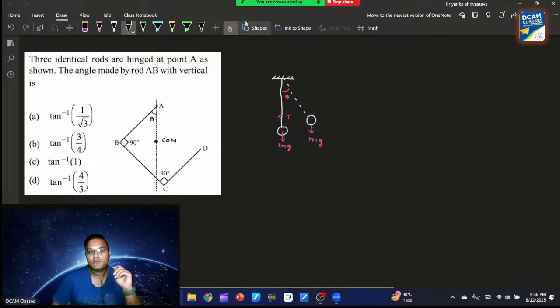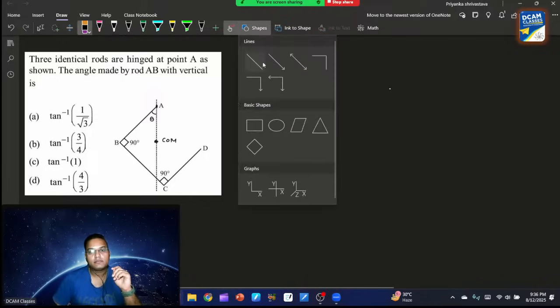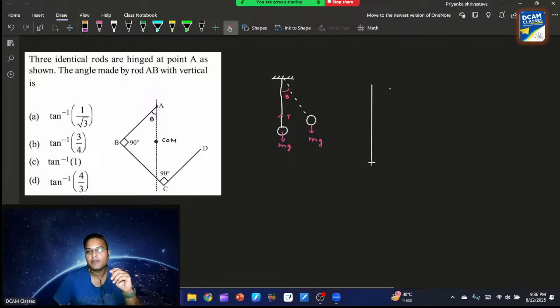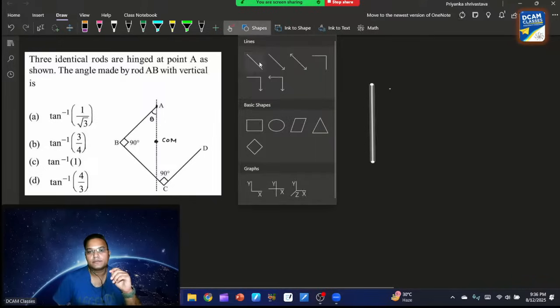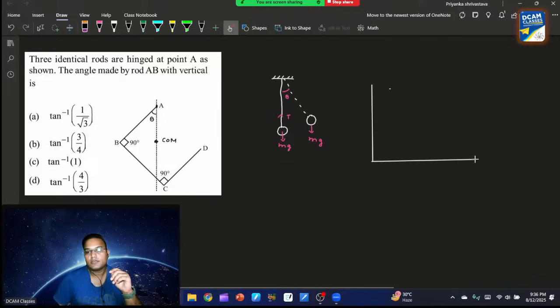So first you tell me where will be the center of mass of the system. I'll make it simple for you. I'll make a simpler diagram. The system that they have given is like this: three rods, this, this, and this. This is our system which is bent, which is inclined.